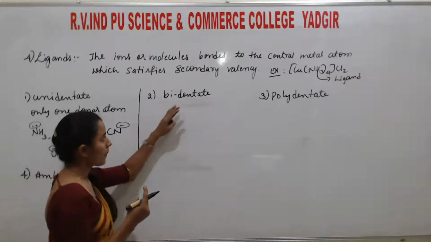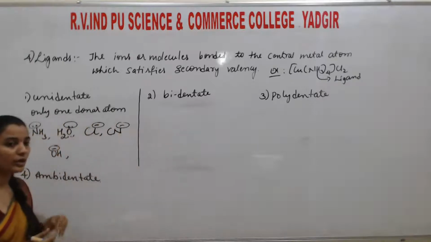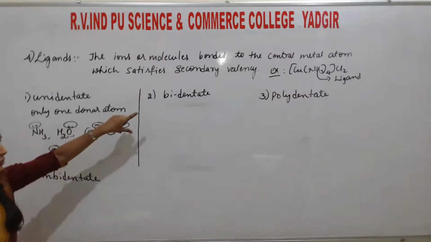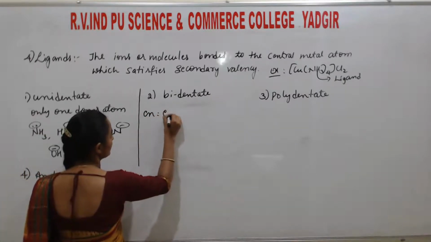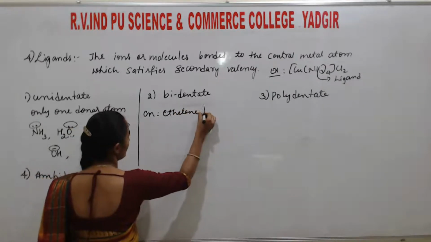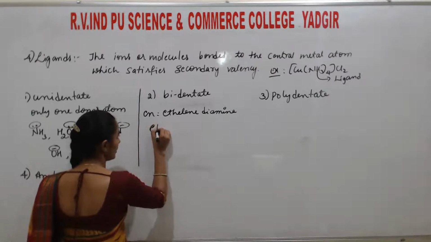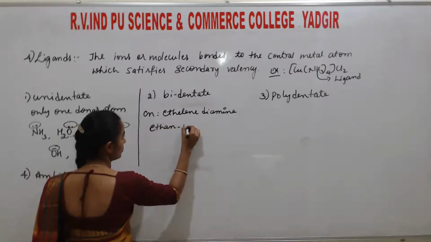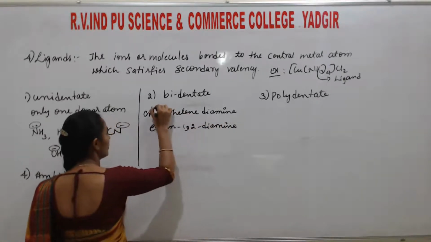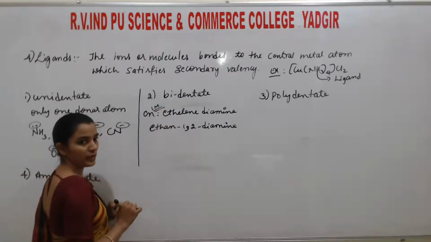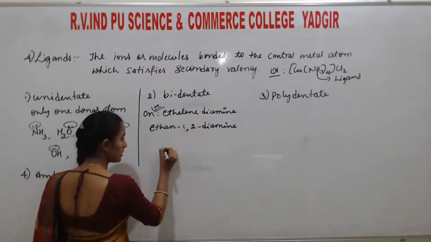Okay, next. Bi means, of course, two. The ligands which have the capacity to form two coordinate bonds, or to donate two lone pairs of electrons, are said to be bidentate ligands. Examples: ethylene diamine, and we also write ethane-1,2-diamine. This is very important for 1 mark, students: the name ethylene diamine or ethane-1,2-diamine. Okay, so what is the structure?